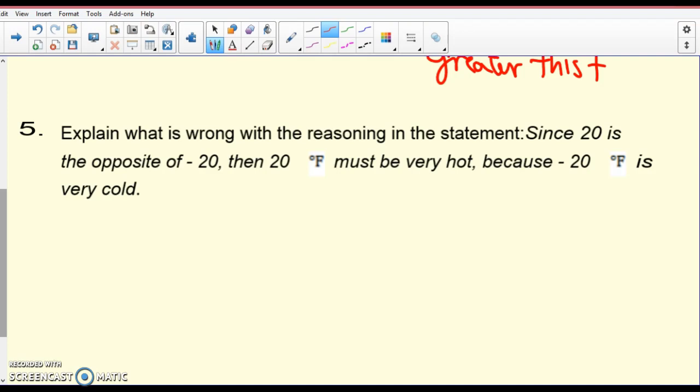20 degrees Fahrenheit is still what? Below. It's still below freezing, right? Because isn't freezing 32 degrees? Freezing is 32 degrees Fahrenheit. So they're both cold.